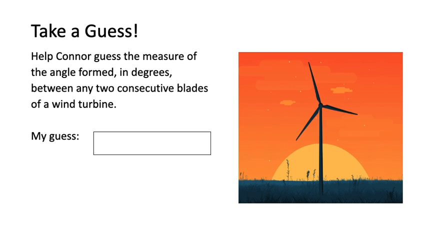So, time to take a guess. Help Connor guess the measure of the angle formed in degrees between any 2 consecutive blades of a wind turbine. Take a moment and type in your guess. All right, we'll keep you hanging and not tell you what that was.